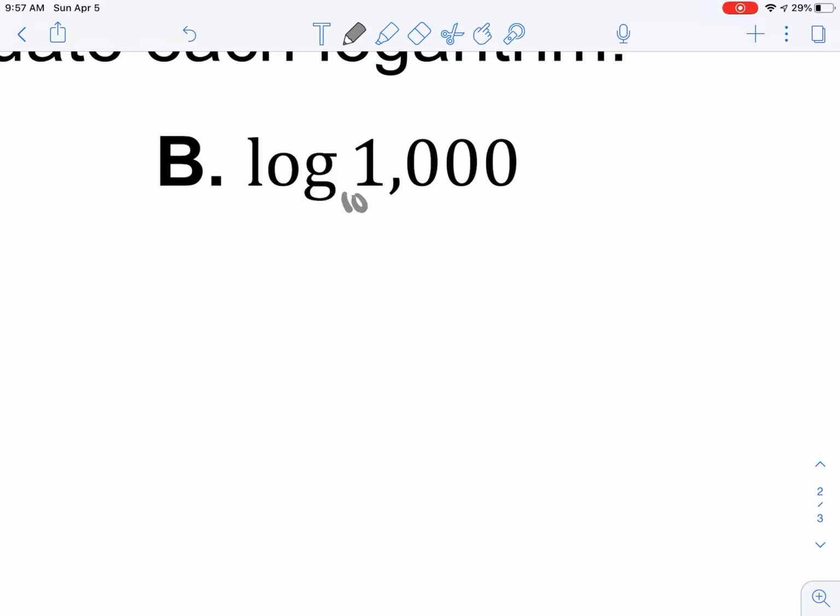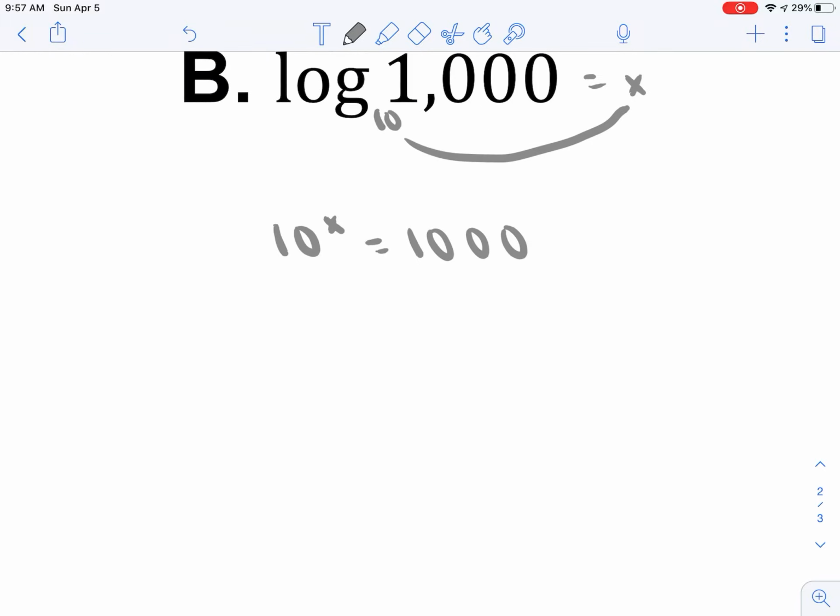For this next question, think about log. If there's no number there, there's technically a 10. So 10 to what power is equal to 1,000? Since I want 3 zeros, x has to be equal to 3. Or again, you can rewrite 1,000 as 10 cubed, and you get that answer of 3 since we have the same base there.